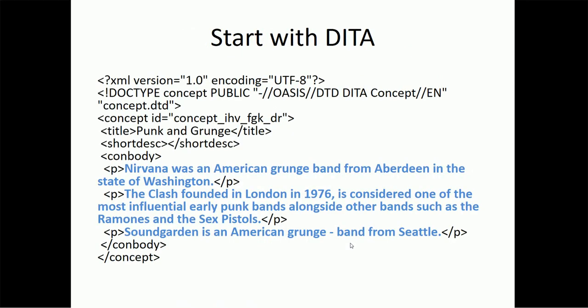Let's say we're starting off with a DITA file, and we have some content here. Nirvana was an American grunge band from Aberdeen, the state of Washington. The Clash, founded in 1976, is considered one of the most influential early punk rock bands alongside such other bands as the Ramones and the Sex Pistols. Soundgarden is an American grunge band from Seattle. These happen to be all bands that I like. So that's a DITA topic.